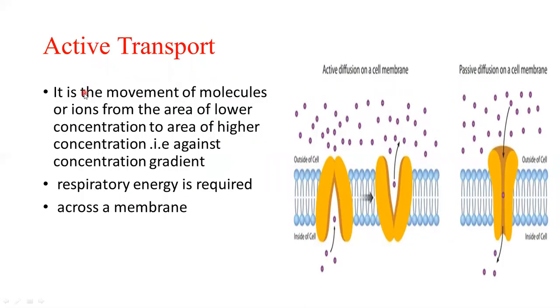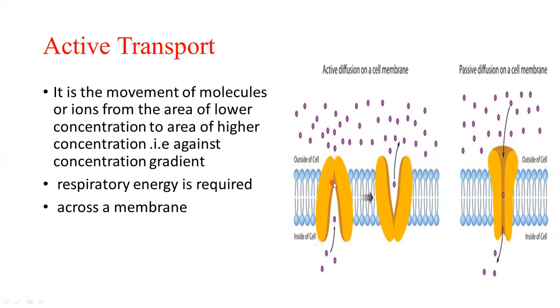Active transport. Active transport is the movement of molecules or ions from an area of lower concentration to an area of higher concentration. This is opposite to the passive transport mechanism, because in this mechanism respiratory energy is required for the movement of substances, which are solutes or ions, against the concentration gradient. In these situations, molecules move against the concentration gradient.